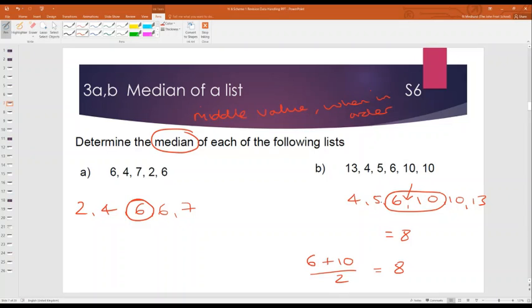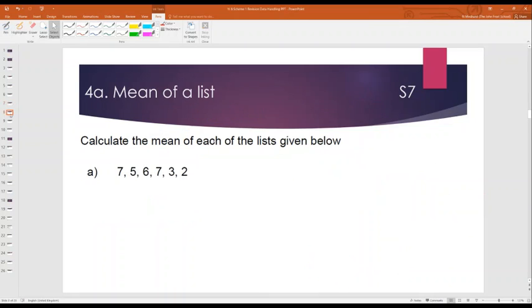And if we get an even amount of numbers, which we've got in this one, we'll always be going in between the two middle values. So that's how you do the median there anyway. And then on to the mean.